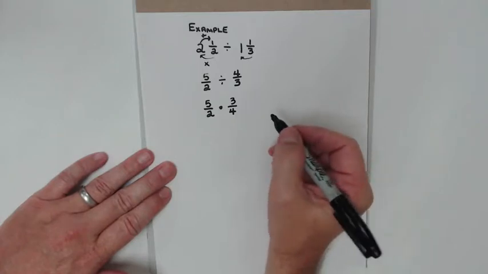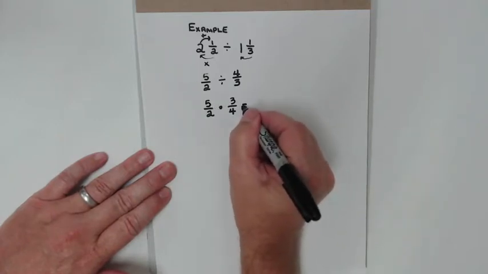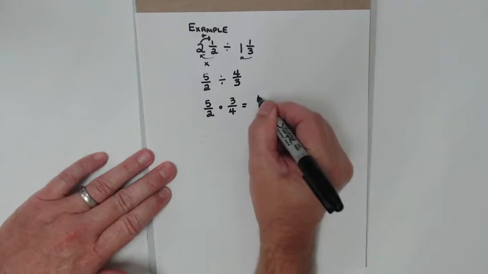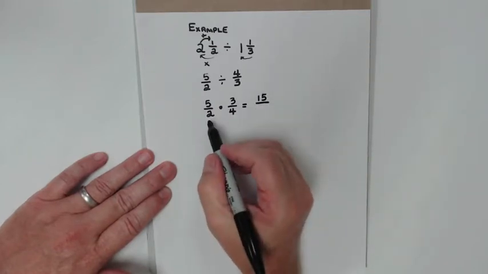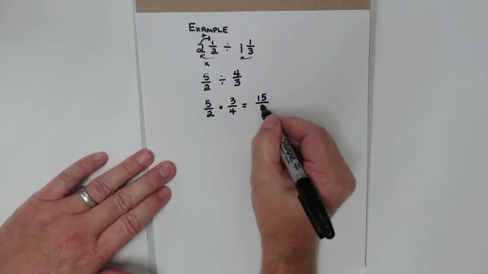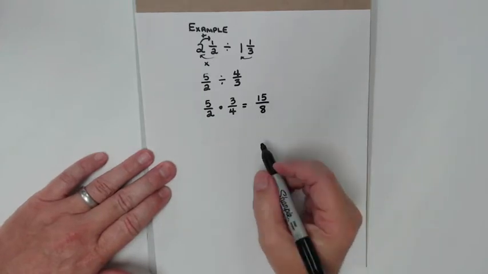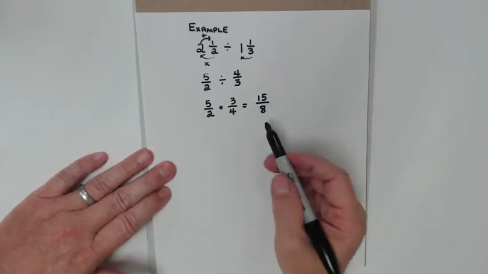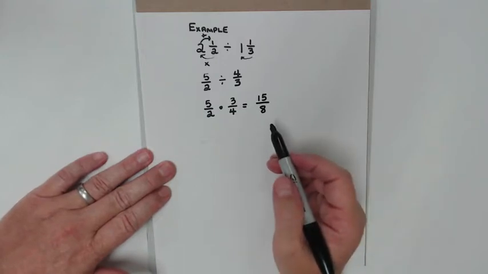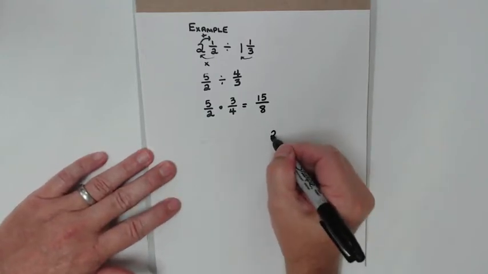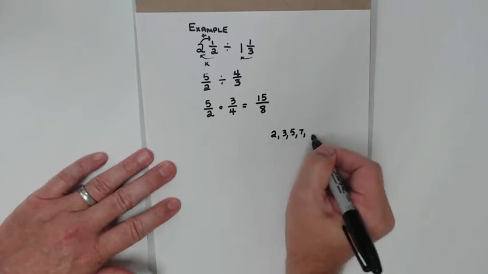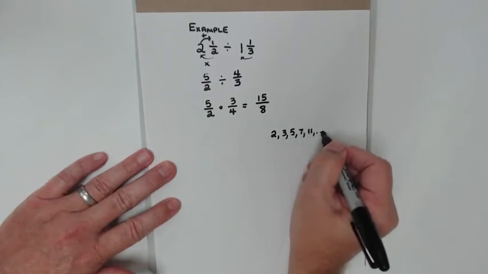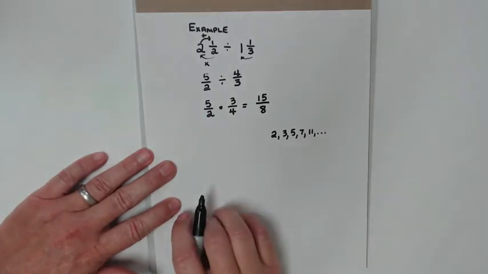My rules for multiplying are multiply the top numbers together. 5 times 3 is 15. Multiply the bottom numbers together. 2 times 4 is 8. Once I've multiplied, next thing I need to do is simplify this. I'm going to use these prime numbers to help me simplify this fraction. Here is a beginning list of those prime numbers I can use.